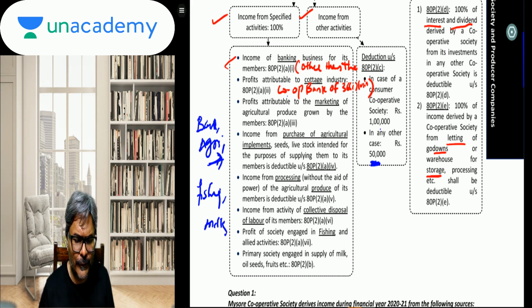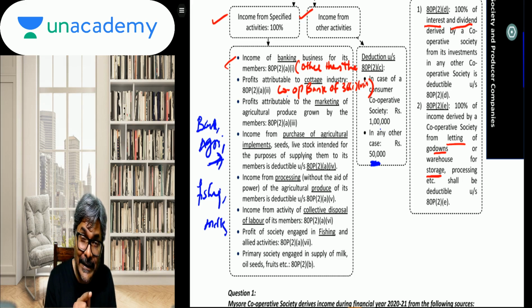Fine, students. Now if you see herein, income of the banking business for its members. What I have written is other than the cooperative bank of 36(1)(viia). On the red that you are wondering about, what has been written is other than the cooperative bank of 36(1)(viia). Cooperative banks, students, don't get 80P deduction. They get 36(1)(viia) deduction in respect of the provision for bad and doubtful debts.